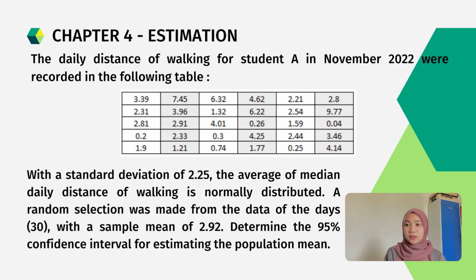Firstly, the questions show that we need to find the mean, variance and standard deviation using a specific formula given. So as a result, the value of mean is 2.917, variance 5.053 and standard deviation 2.248. Okay, next, there is a collected data of walking distance for a student in 30 days. So stated there, with standard deviation 2.25, we have to determine the 95% confidence interval for estimating the population mean.